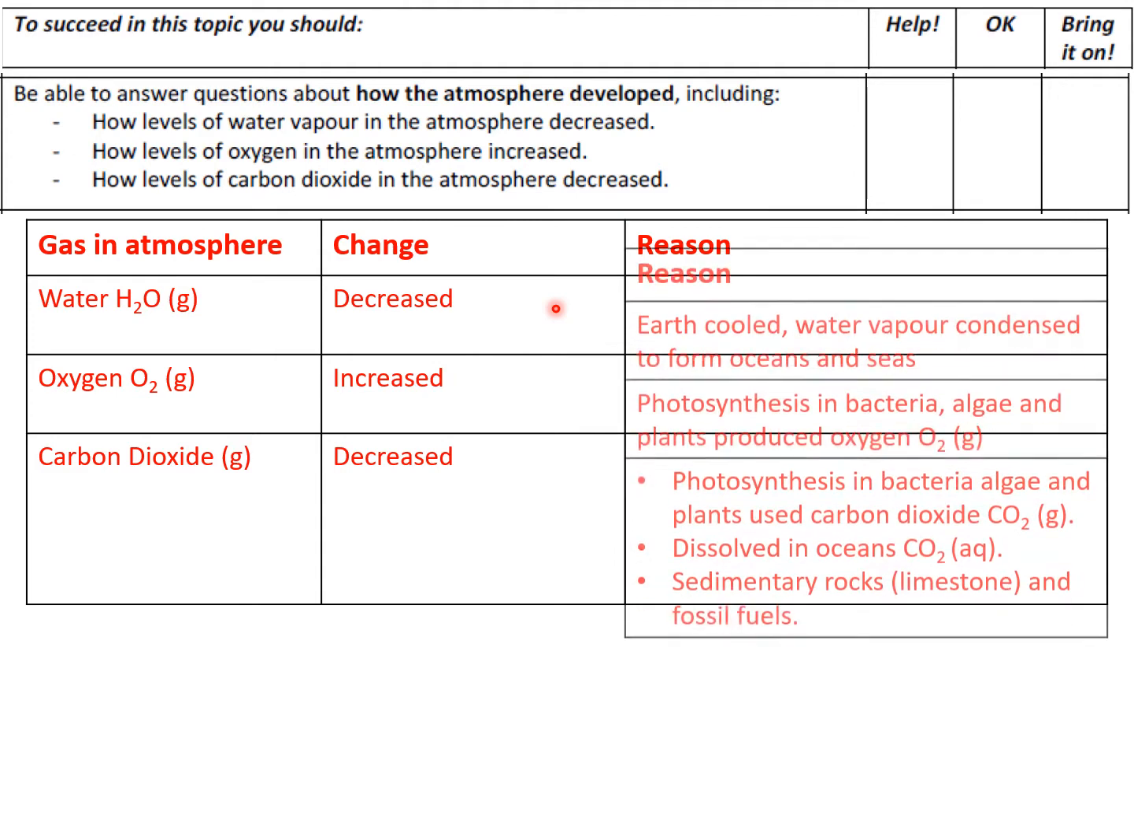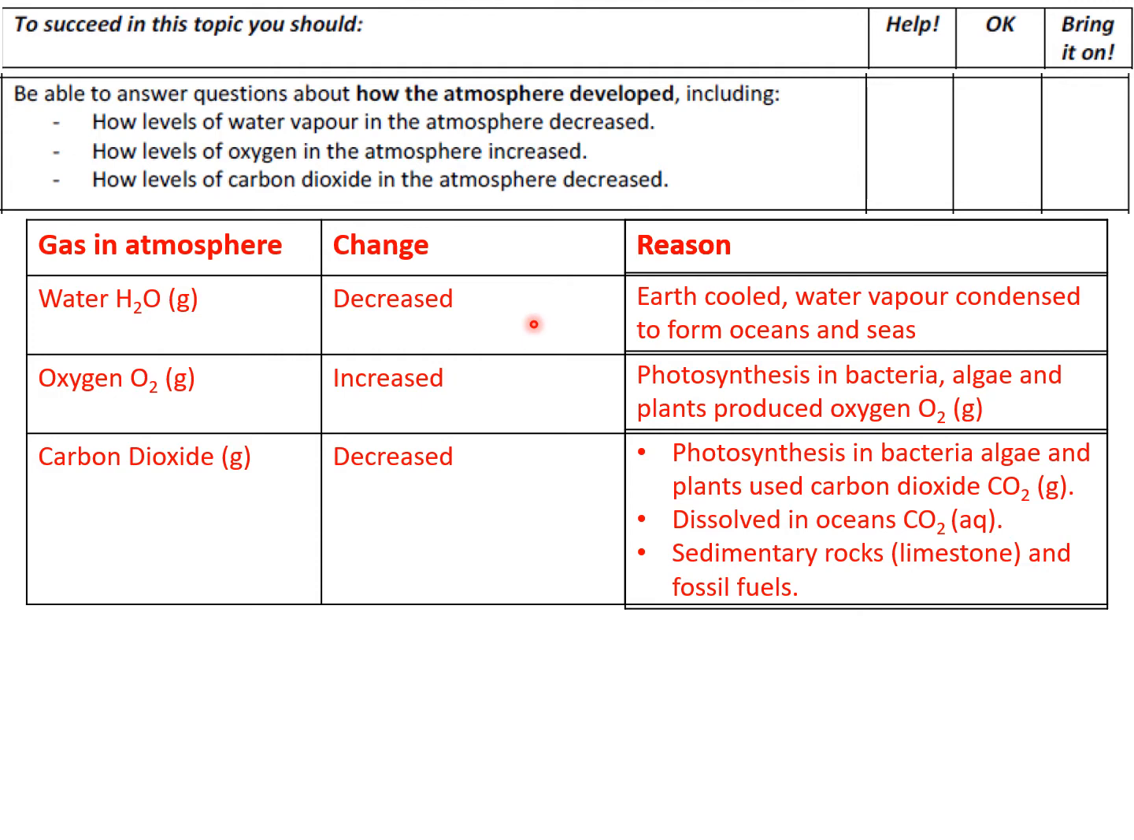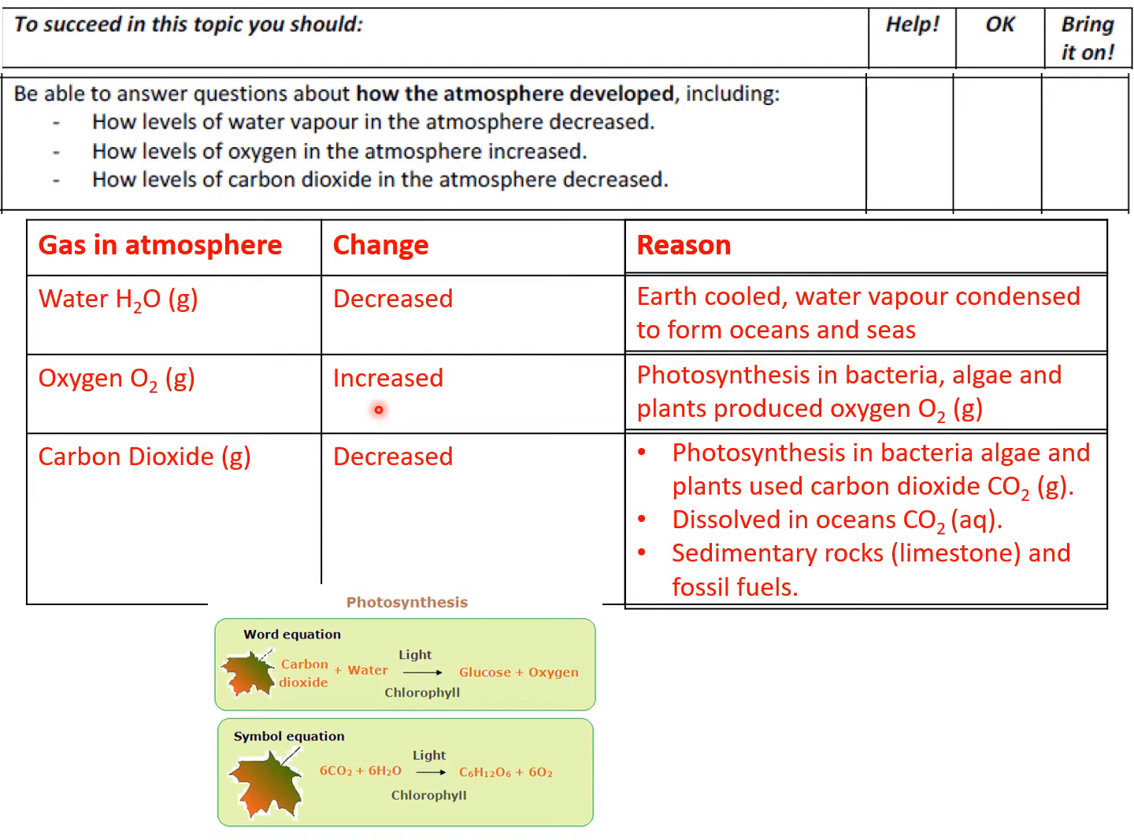Okay, so water, as you can probably remember, the Earth at the very beginning was very hot. As it cooled down over time, the water vapor in the air condensed to form oceans and seas. Your oxygen, however, increased, and that was because of photosynthesis. So as time passed, there was more bacteria, algae, and plants, and they photosynthesized to get their food. So as their population increased, photosynthesis also increased, so the oxygen levels increased.